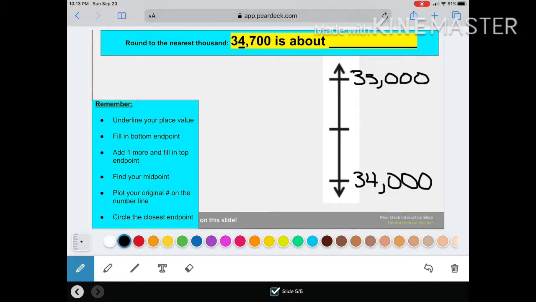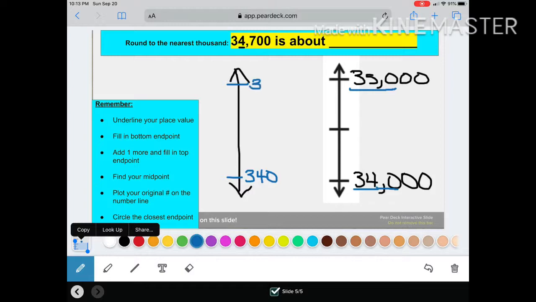Same as before, you guys. I'm going to have to find my midpoint by using my trick just in case I struggle with finding my midpoint. So remember, we're going to underline those numbers all the way until we get to our first 0 on both of our endpoints. Then we're going to place those two numbers on our vertical number line. 340, 350. And we're looking for this number right here.